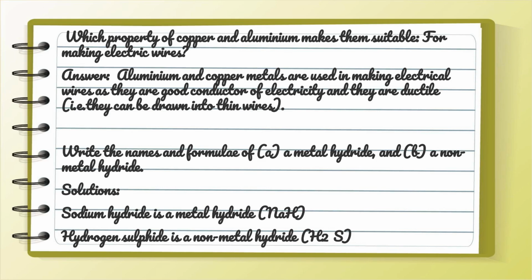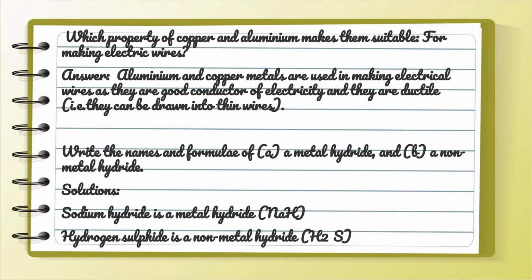Which property of copper and aluminium makes them suitable for making electric wires? Answer. Aluminium and copper metals are used in making electrical wires as they are good conductors of electricity and they are ductile, i.e. they can be drawn into thin wires.